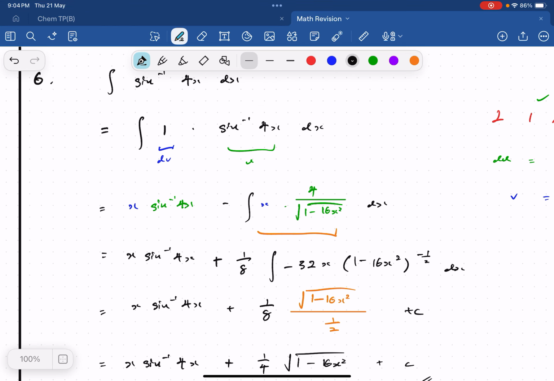Now, the next integral that I want to show you also involves trigonometric identities.